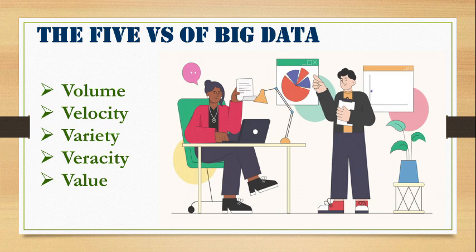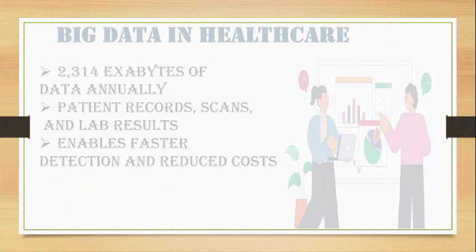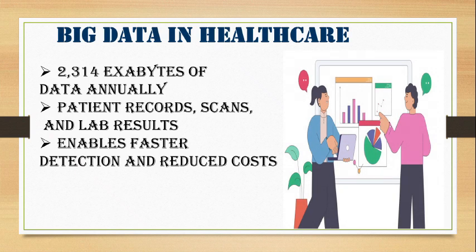The velocity is incredibly high because this data is created and updated every second. The variety is wide since the data can be structured like spreadsheets, semi-structured like log files, or unstructured like medical images. The veracity is all about how accurate and trustworthy this data is. And finally, the value lies in what can be achieved when it's analyzed. Faster disease detection, improved treatment plans, and reduced healthcare costs.